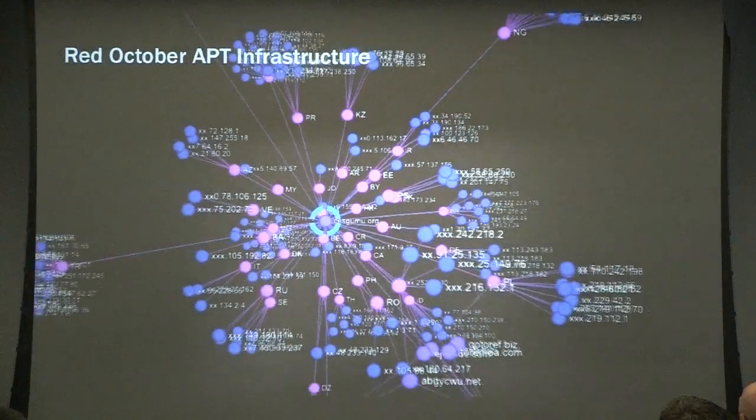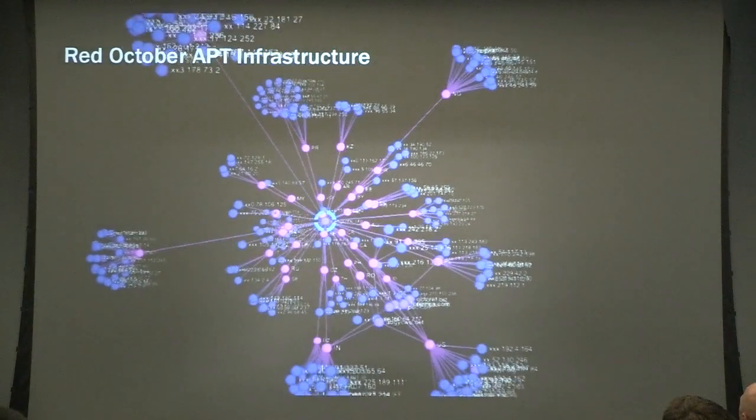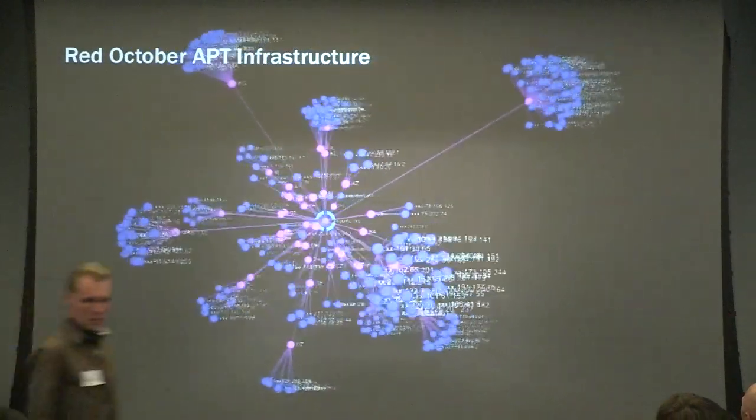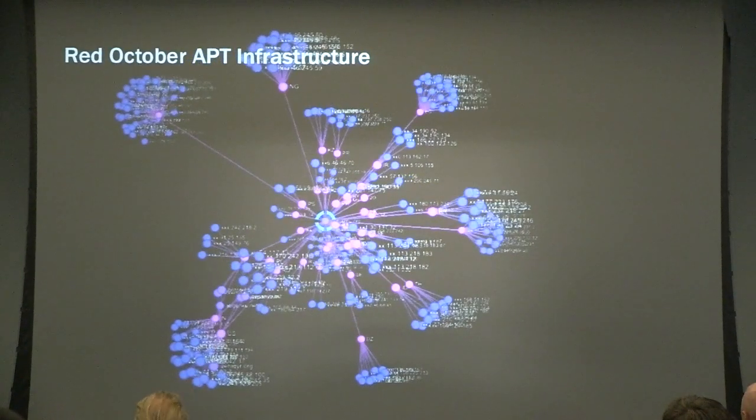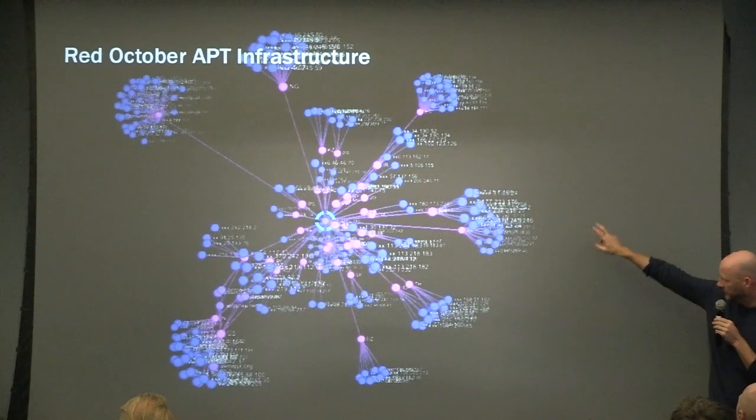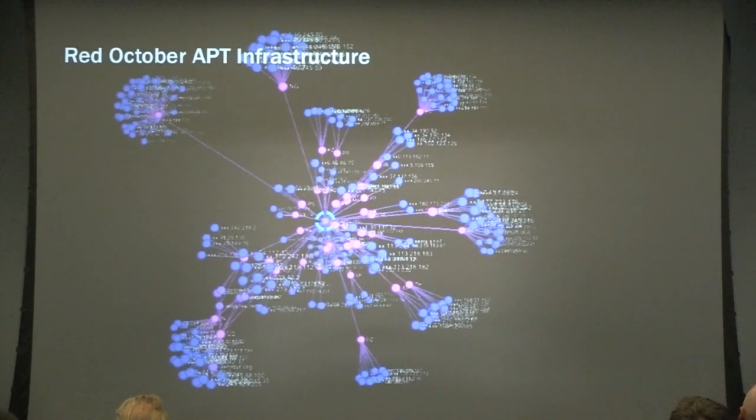So this is actually the main domain of the attack, and then some associated domains, and then the infected clients are in blue, and then the purple is actually the country of where they're all hosted. So when we do things like this, we actually obfuscate the IPs, so you can't really read the real IPs because there's a privacy issue there.